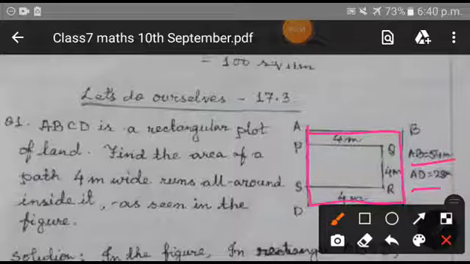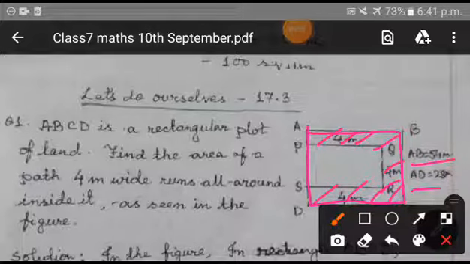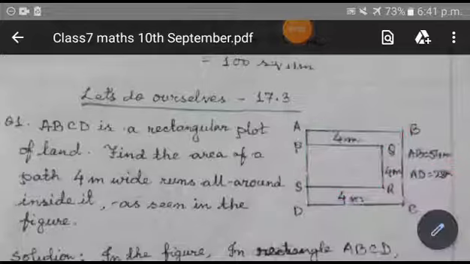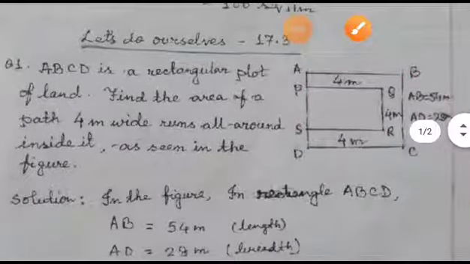But here just notice children, the path is running only along the 3 sides of the rectangle, not along the 4 sides of the rectangle. That means we will have to find the area of this shaded portion, which I am shading right now. This region of the path. Now here, how shall we calculate the area of the path? We will simply subtract the area of the interior rectangle PQRS from the area of the external rectangle ABCD. So let's at first calculate the areas of the rectangle.